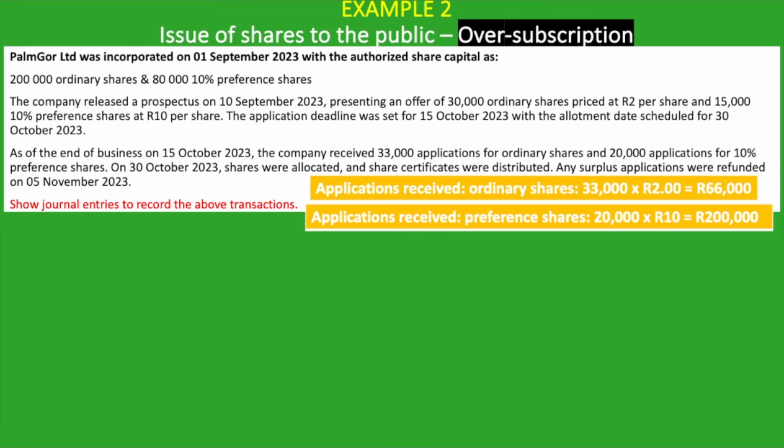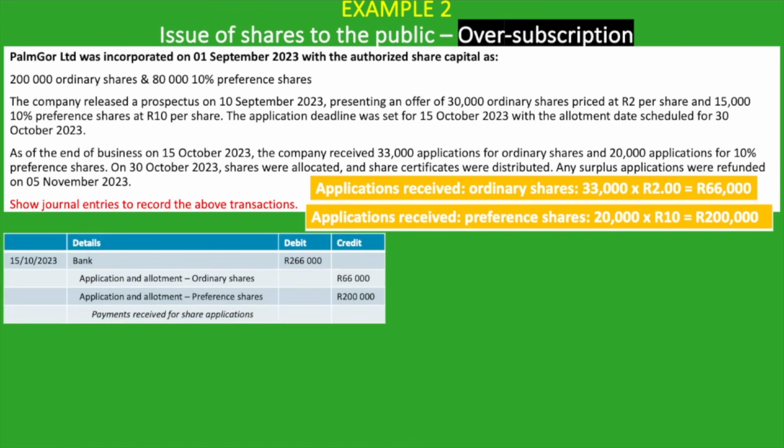And now that we have that for each class of the shares that we had offered, we can record what we have just received. So obviously, if money came in, you should know by now what you debit when money comes in. Of course, you debit bank. So we're going to debit bank with the total of the two, right? 200,000 plus 66,000 rand. That gives us 266,000 rand. And then what we're going to credit is application and allotment, one for ordinary shares and another one for preference shares. And that will be our first transaction done.